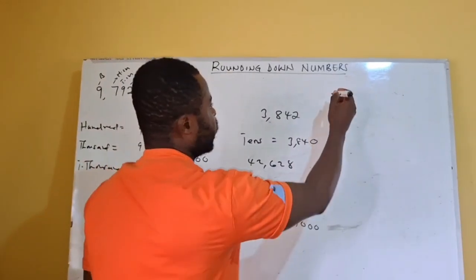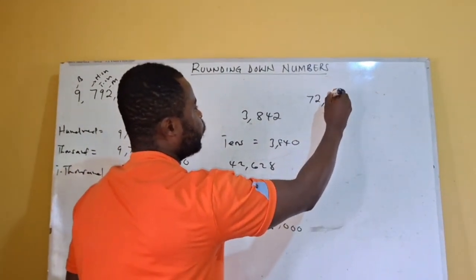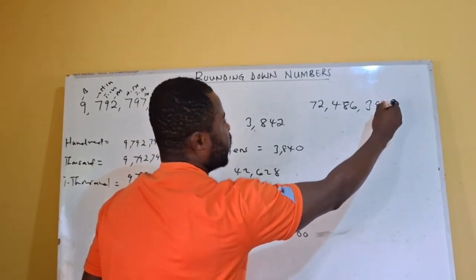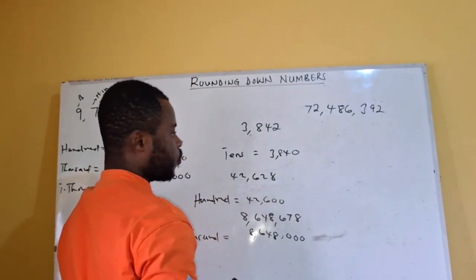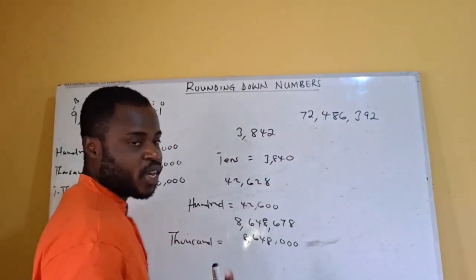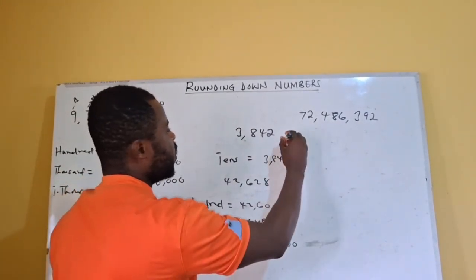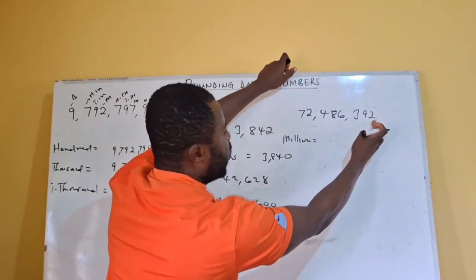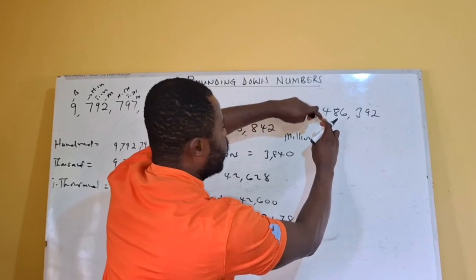So let's have another higher figure, like maybe 72,486,392. Now, let's round this figure down. Let's round it down to the nearest, let's say, million. We know million has 6 zeros. So 1, 2, 3, 4, 5, 6. We are going to end here.